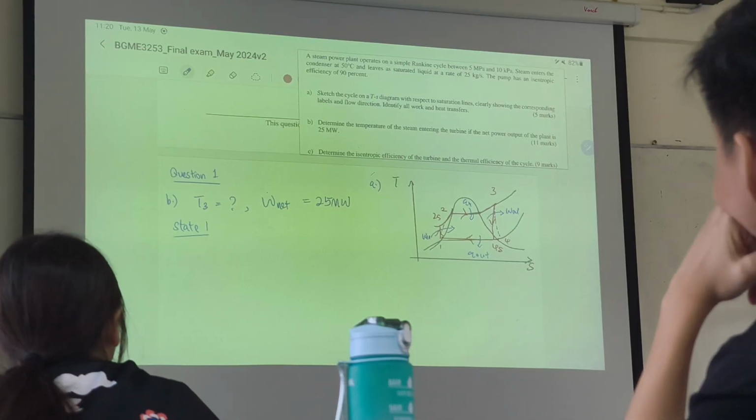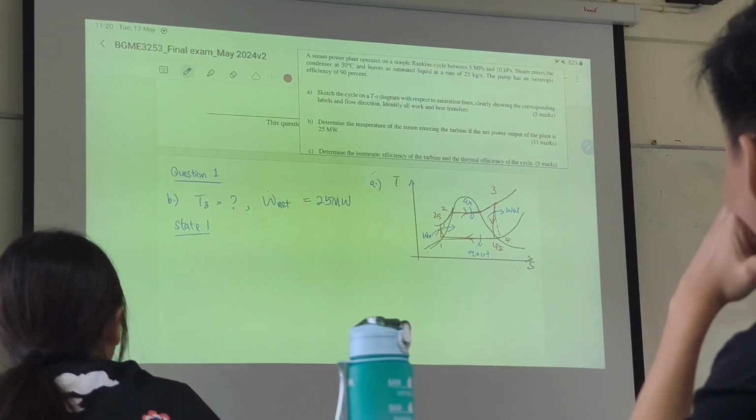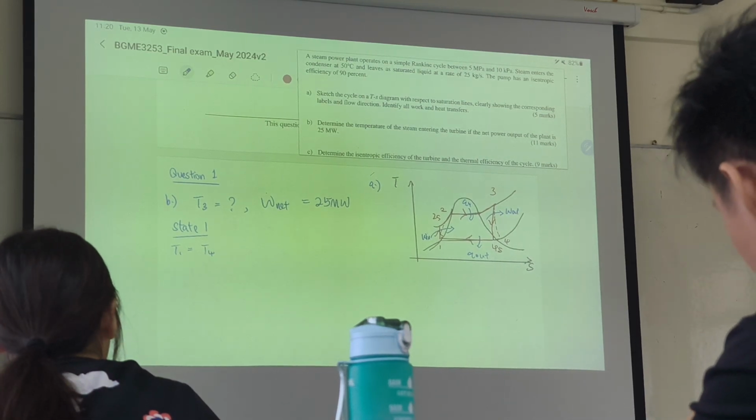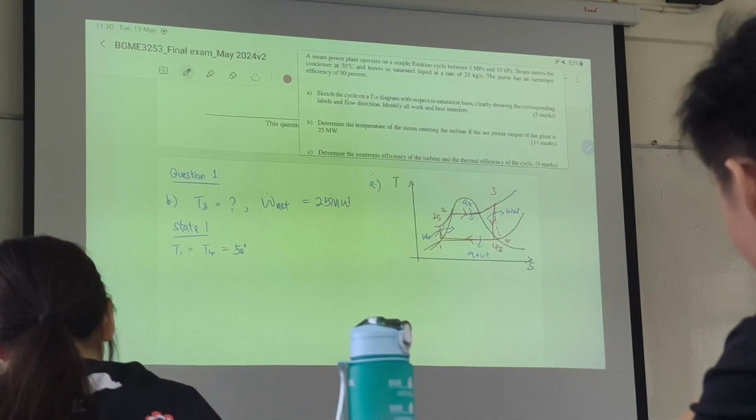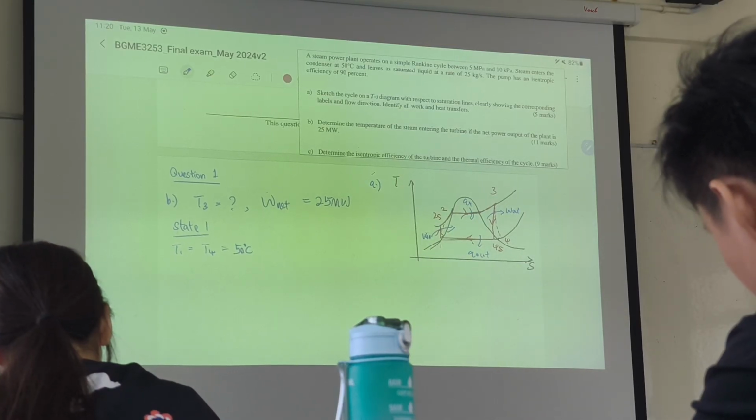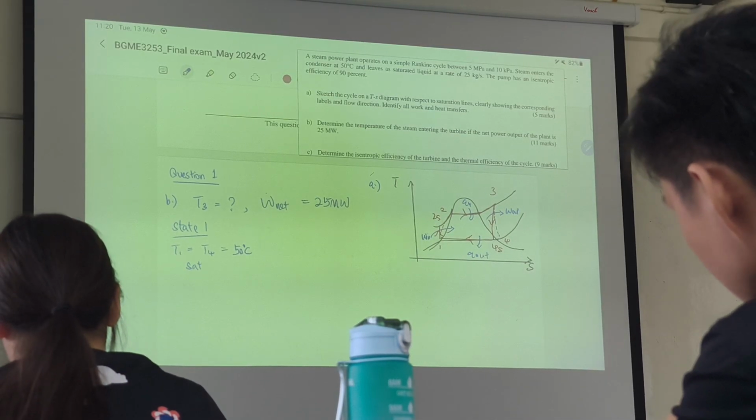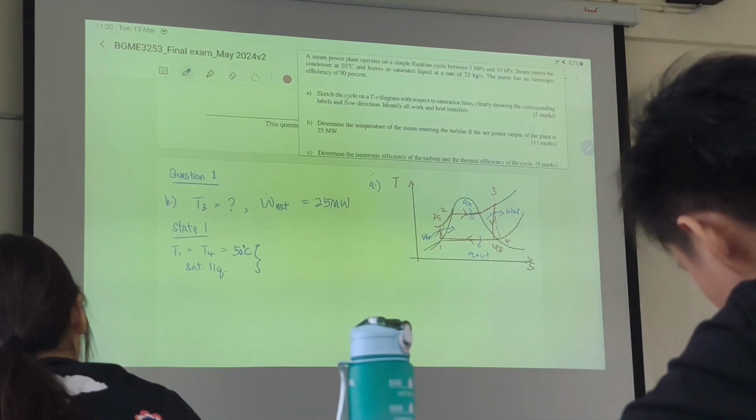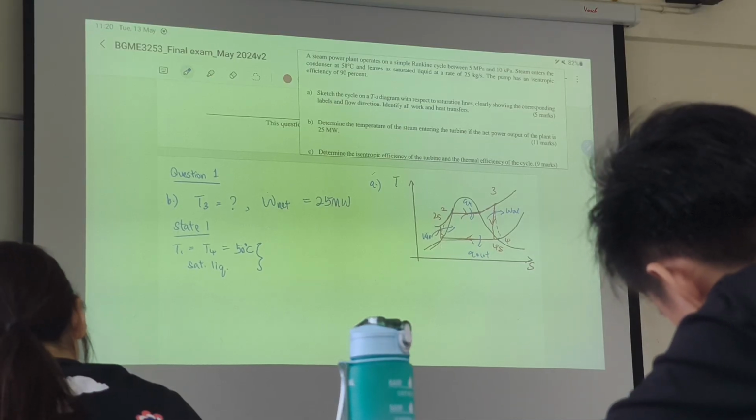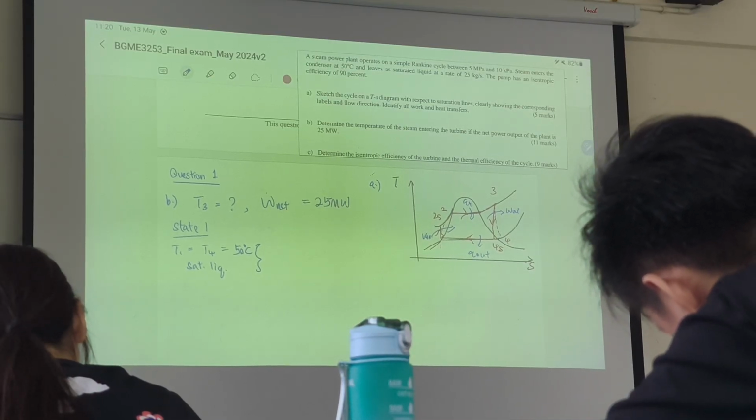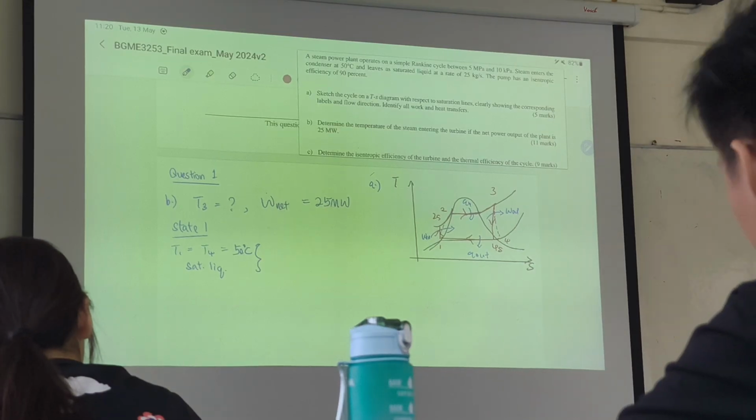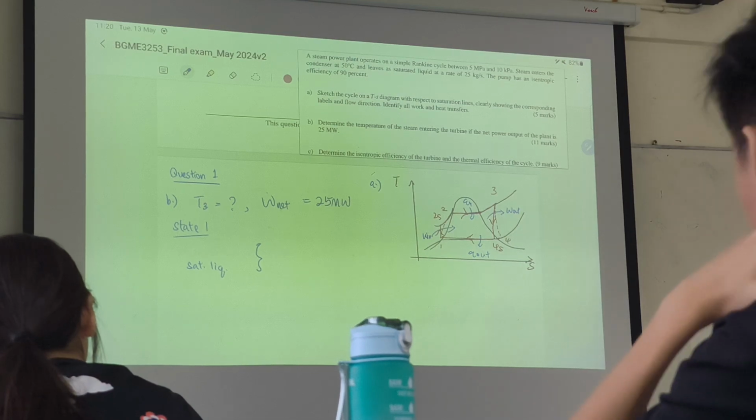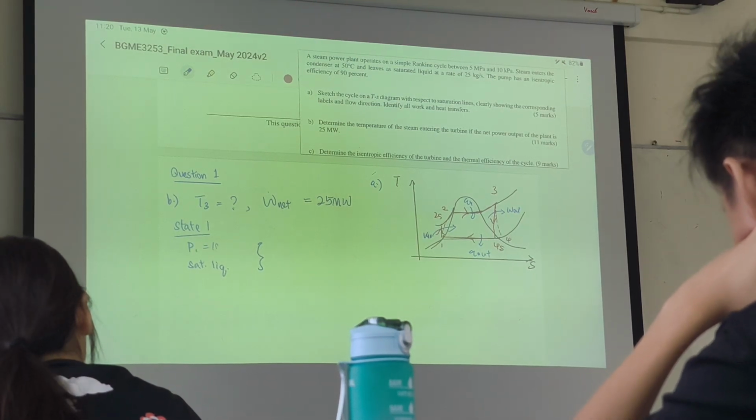So steam enters the condenser at 50 degrees Celsius and leaves as saturated liquid. So we know that T1 is equal to T4 in this case. You will just look at the expression. So this is 50 degrees Celsius. And it leaves as saturated liquid. Wait, we cannot use 50 degrees, sorry. We should use P1 equals 10 kilopascal first.